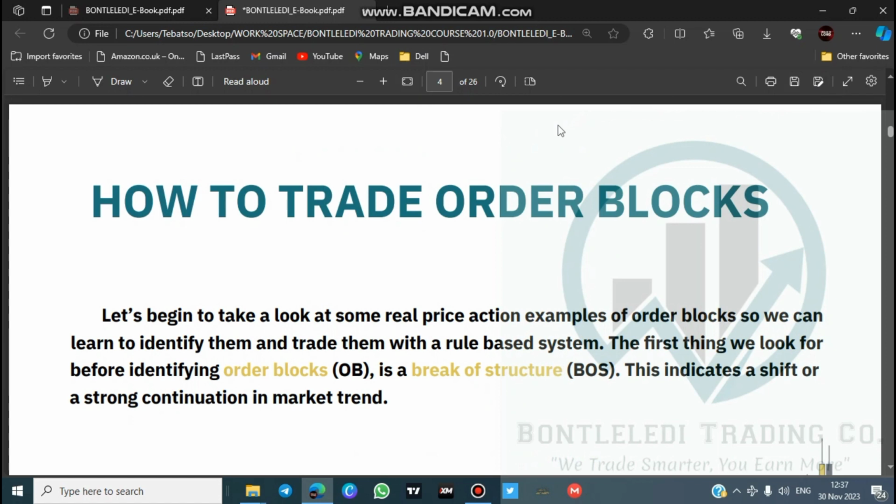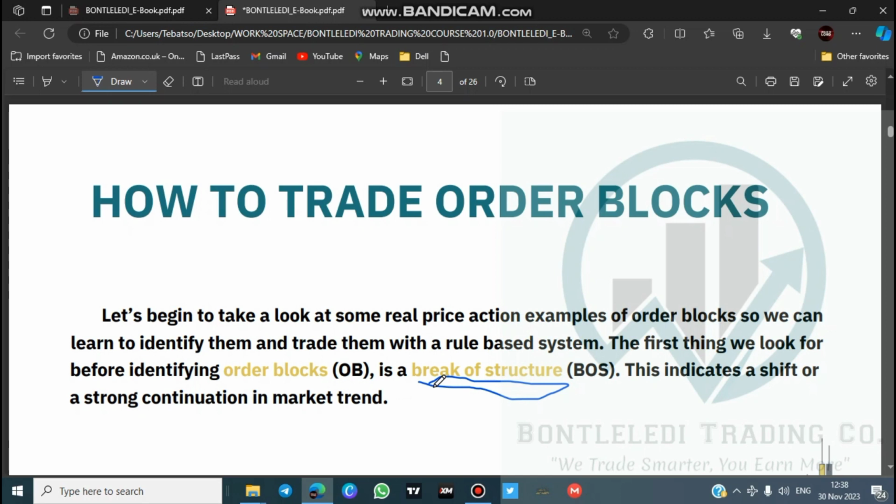The first thing we look for before we identify an order block is a break of structure, which is the BOS. That's the first thing that we most look for. First thing first, before we identify, we look for the break of structure. That's when we know that the big boys have jumped into the market and created a very big candlestick. That big candlestick will create a break of structure.